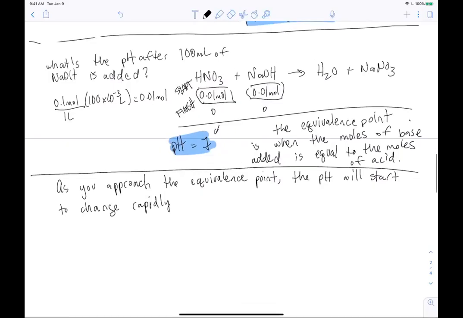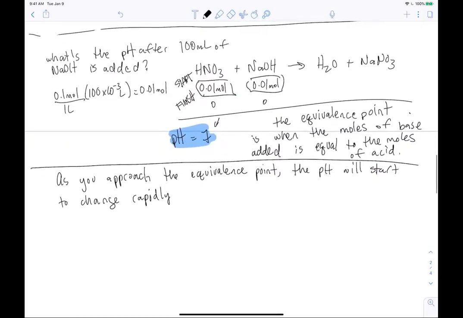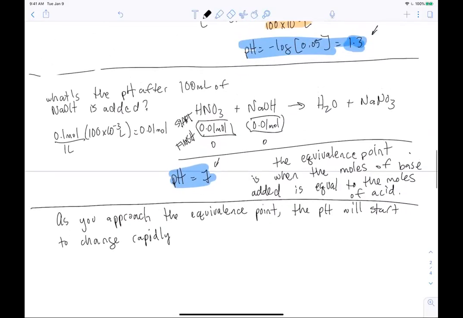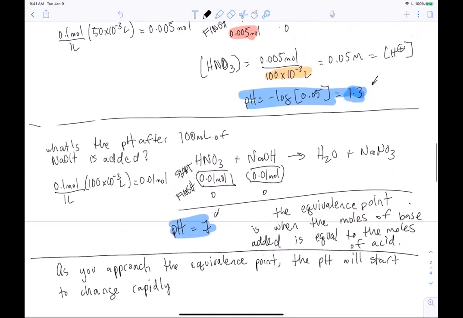That's because if you think about the beginning of this reaction, you have 0.01 moles of nitric acid. I'm trying to think of how to phrase it. At the beginning, you have a lot of acid, and towards the end, as you approach the equivalence point, you have much less acid. So if you think in terms of the change in the concentration of acid, it's going to be much more significant as you approach the equivalence point.